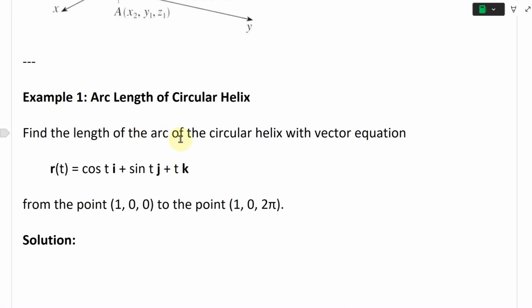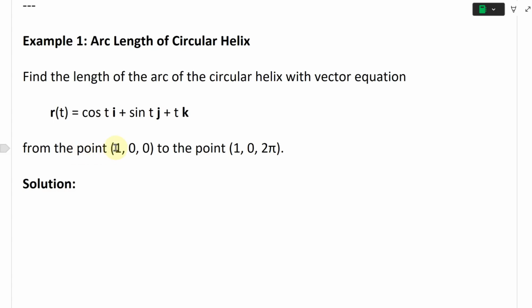So find the length of the arc of the circular helix, with vector equation r of t is equal to cosine t i plus sine t j vector plus t k vector, or basis vector, from the point 1, 0, 0 to the point 1, 0, 2 pi.